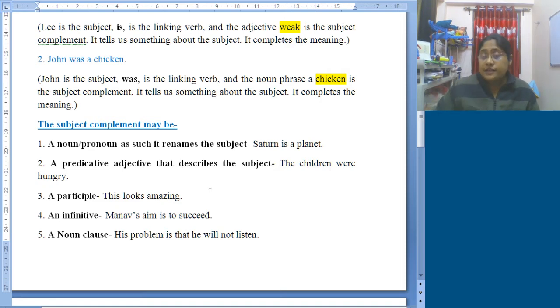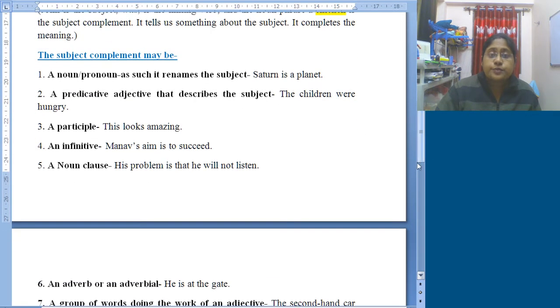It can act as a participle, like this looks amazing. It can act as an infinitive, like Manav's aim is to succeed. To succeed is the complement. It completes the sense of the sentence. It can be a noun clause, like his problem is that he will not listen. He will not listen serves the subject and tells us about the subject, and it makes the sense of the sentence complete. So obviously this is the complement.